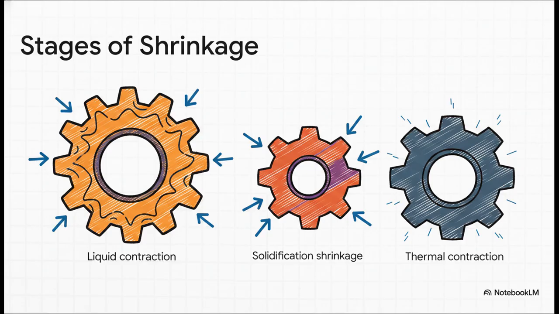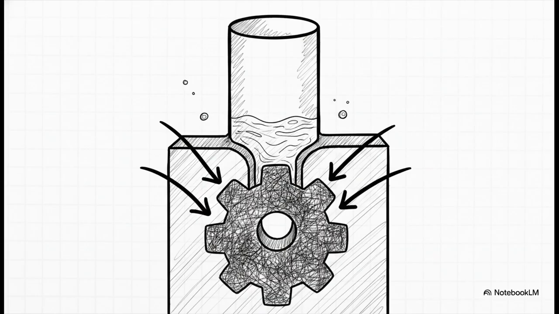Stage 2 is the big one, solidification shrinkage. That's the massive contraction occurring during the physical phase change from liquid to solid. And then you have stage 3, thermal contraction, which just keeps happening as the now solid part cools all the way down to room temperature. So with all that shrinking going on, how do you prevent a part from just cracking or deforming?